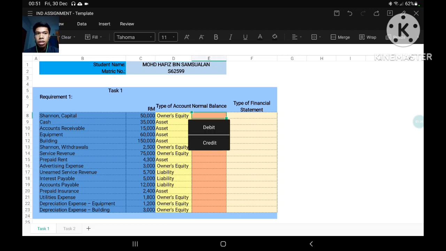Next is normal balance. Shannon capital is credit. Cash is debit. Account receivable debit. Equipment is debit. Building is also debit. Shannon withdrawals is also debit. Service revenue is credit. Prepaid rent is debit also. Advertising expense is debit.